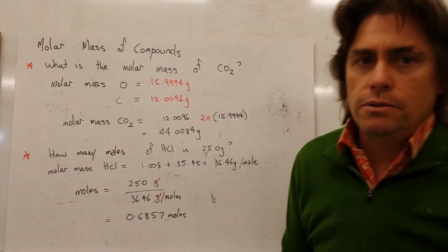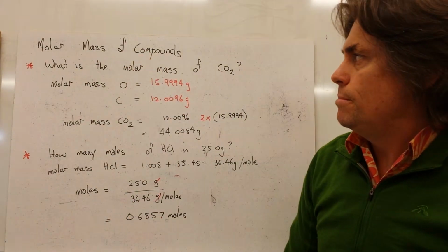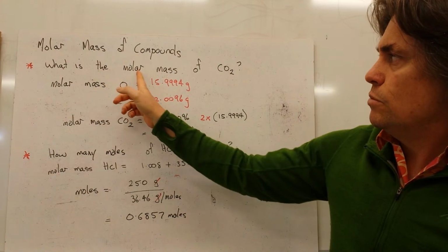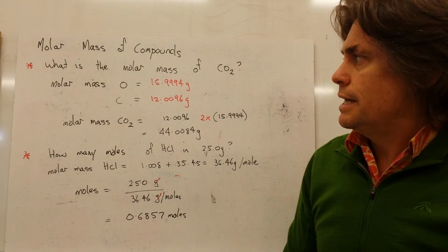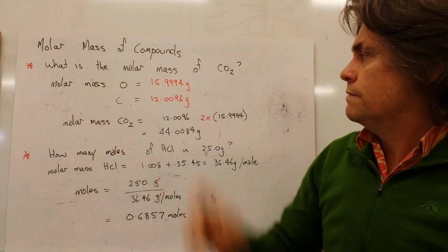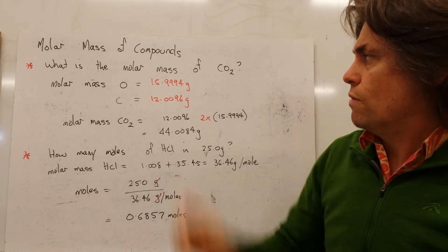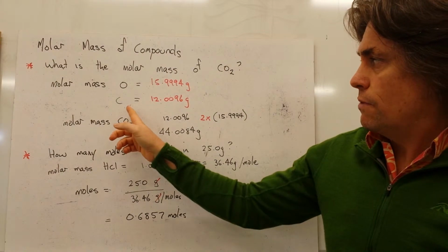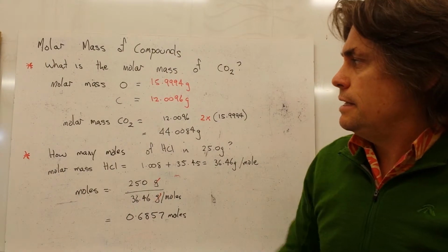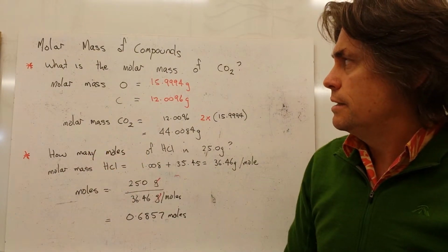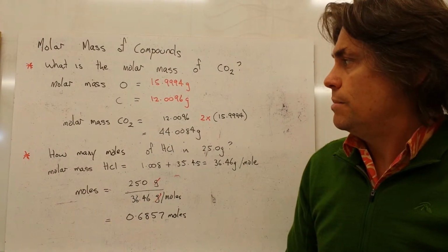Now the previous example only looked at an individual element. We can also apply this to compounds. So we're asked the question, what's the molar mass of carbon dioxide? And to do this, we need to calculate the molar mass of the individual components of that compound. So the molar mass of oxygen is 15.9994 grams. And our molar mass for our carbon is 12.0096 grams. To calculate the overall molar mass of carbon dioxide, we need to add the individual molar masses for the elements that are contained within that compound.